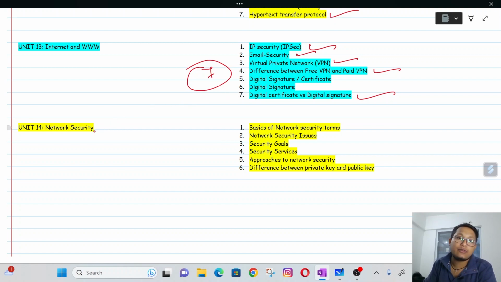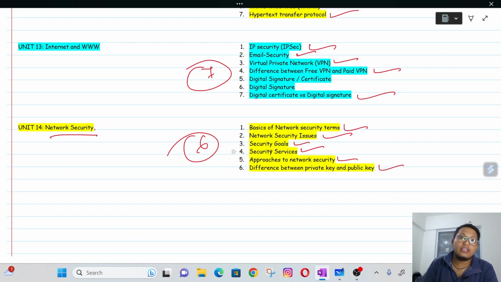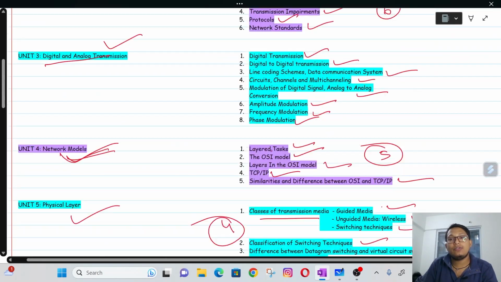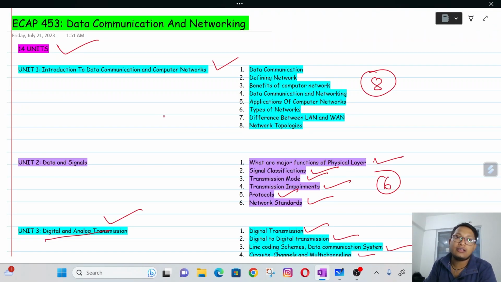Next is the last unit, which is unit 14, and it is about network security. There are 6 subtopics inside it. Those are basic network security terms, network security issues, security goals, security services, approaches to network security, difference between private key and public key. So these are the 14 units, and all the topics inside them I have explained to you. This may help and reduce your time.